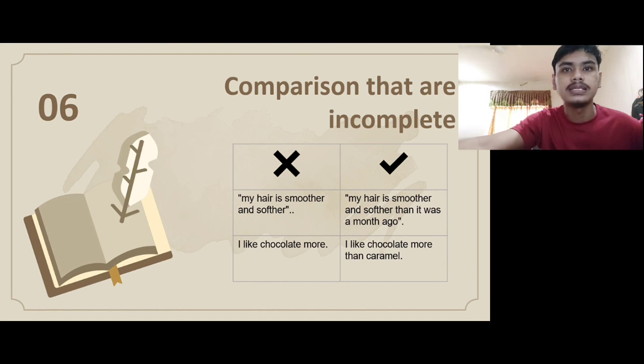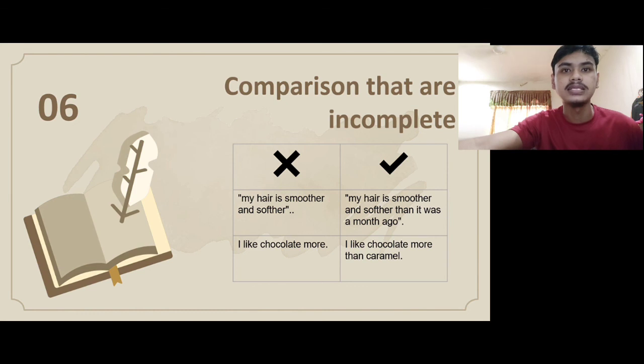First example is, "My hair is smoother and softer." This sentence is incorrect. Why? Because it has no comparison with another idea. Smoother and softer than what? Incomplete comparison is totally wrong in English. So the correct one is, "My hair is smoother and softer than it was a month ago."